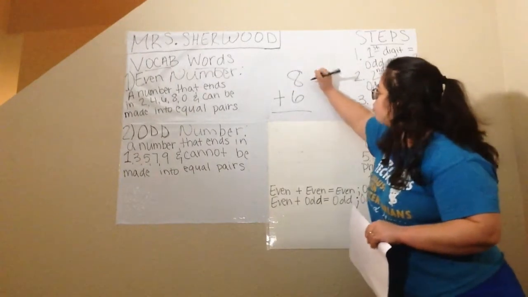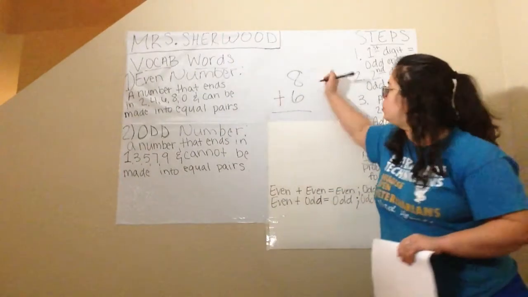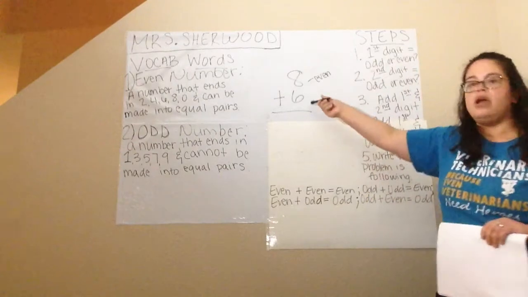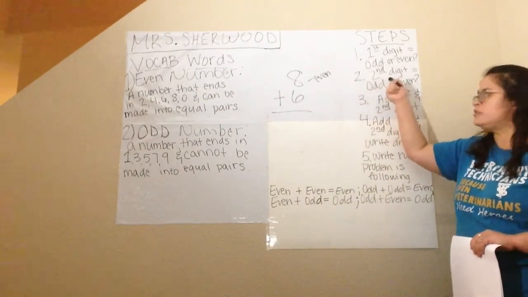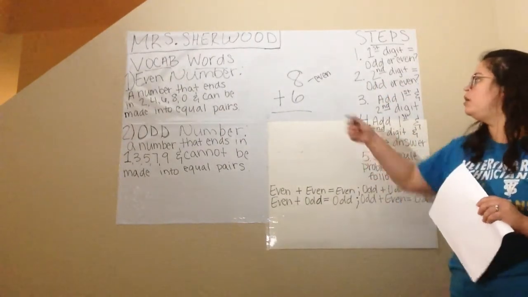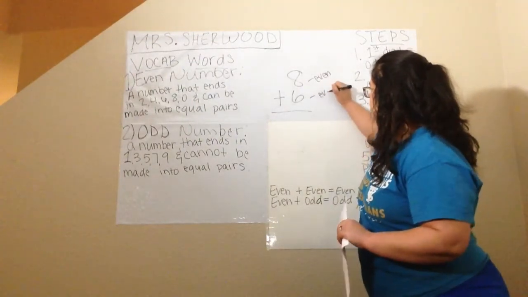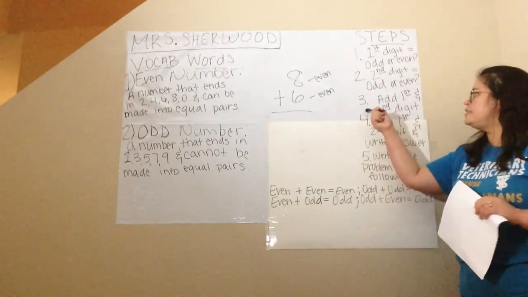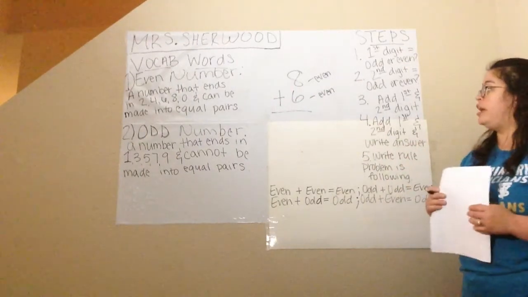So an even number is any number that ends in 2, 4, 6, 8, or 0. So 8 is an even number. Our second step here is to look at our second digit and determine if that is an odd or an even number. Number 6 is an even number.